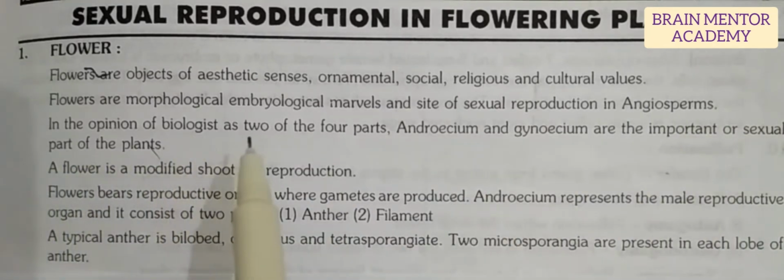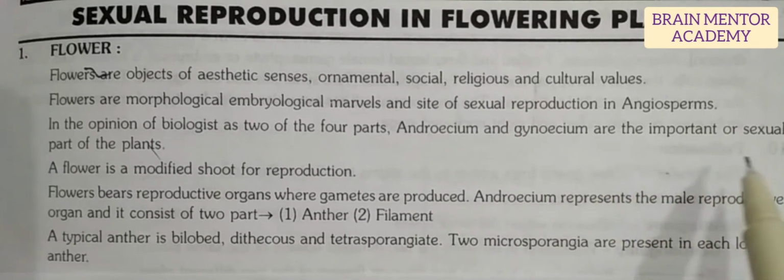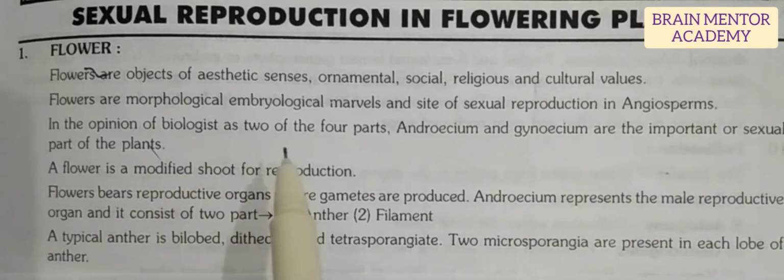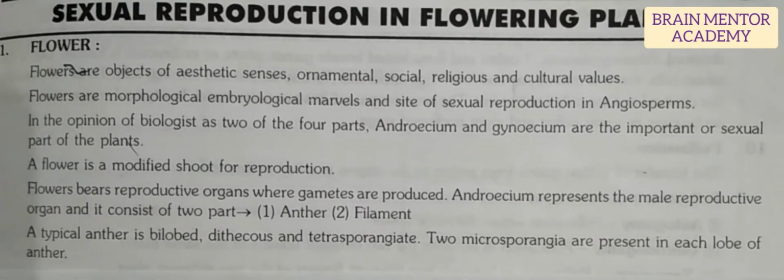In the opinion of biologists, two of the four parts, androecium and gynoecium, are the important or sexual parts of the plants, while the other two, calyx and corolla, are the accessory parts. A flower is a modified shoot for reproduction. A flower bears reproductive organs where gametes are produced.